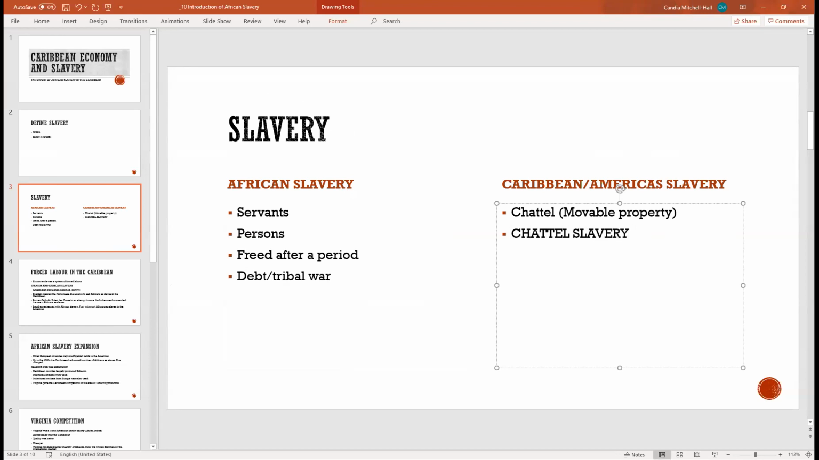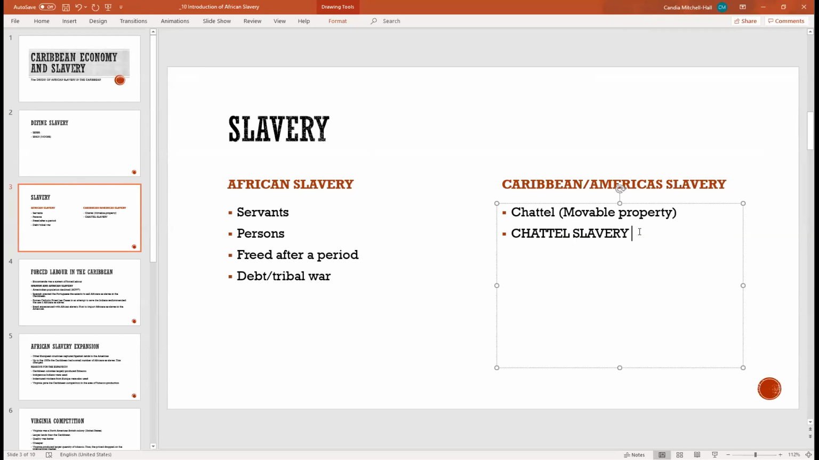Please note the term, chattel slavery. Now, chattel slavery is very different from slavery that existed in Africa or slavery that existed in Europe or other parts of the world. The slavery that existed in the Americas or the Caribbean was a latter form of slavery, and the world has never seen something like that before. And chattel means something that is movable. And so in the Caribbean, you consider them to be property, movable property.